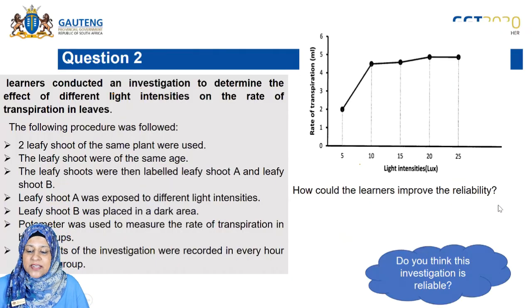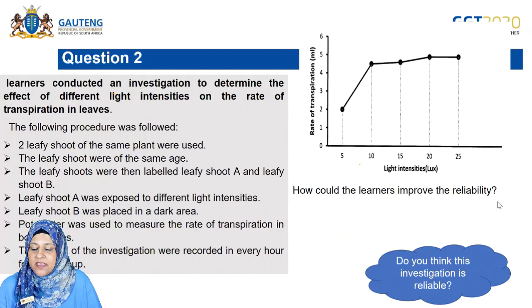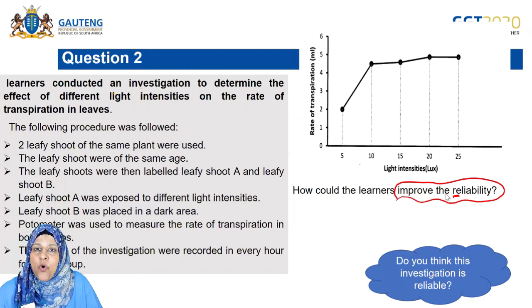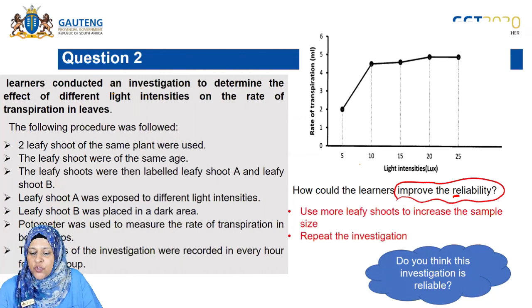Okay, now we're looking at reliability. How can they improve reliability? Right? So we are looking now at sample size and the length of the investigation. They use 2 leafy shoots. In order to improve reliability, we must use more than 2 leafy shoots to increase the sample size, and we can do the investigation more than once, because this was one procedure that was followed. We can do it more than once.